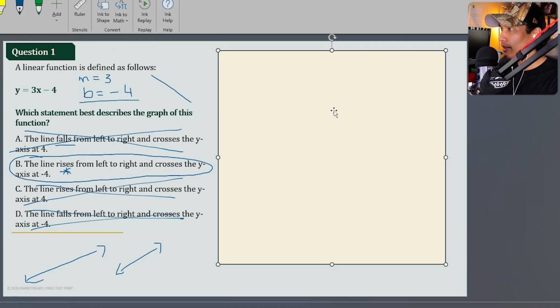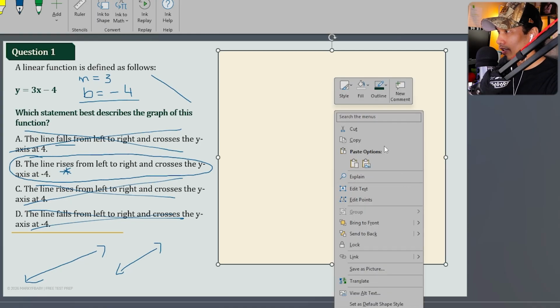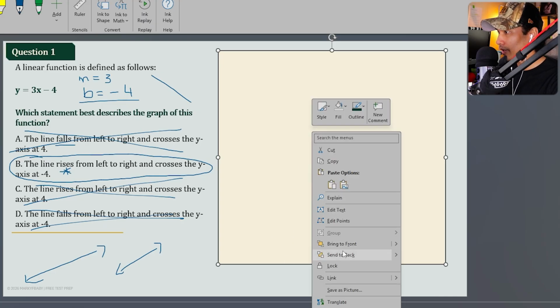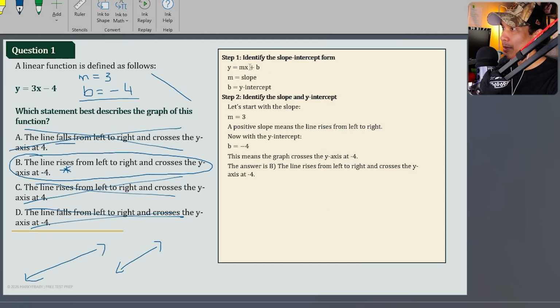And I do have the directions, the steps on how to get the right answers. So let's go ahead and bring this to the back. Step 1, we identify the slope-intercept form, y equals mx plus b. Okay, m equals slope, and in our case, m equals 3. b equals the y-intercept. In our case, b equals negative 4. So identify the slope and y-intercept, and we've done that. m equals 3 and b equals -4.